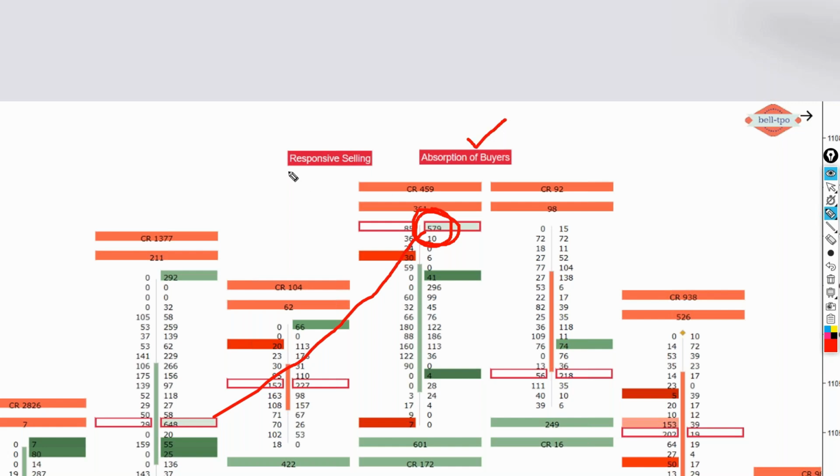We also call this responsive selling. Responsive selling means that despite a big buying activity, the high of the bar is not taken out and the price goes down further. If it were good buying, the price action would have continued. The bar high would have been taken out, but that is not happening. That is how the scalping opportunity happens in the markets with a very tight stop loss.